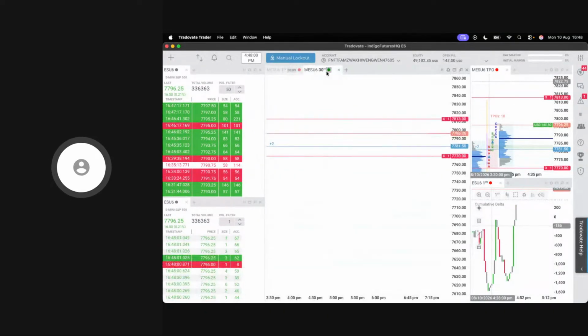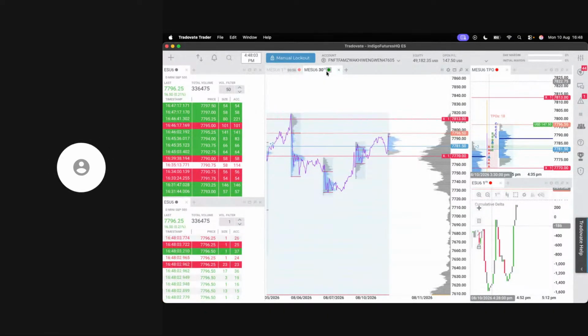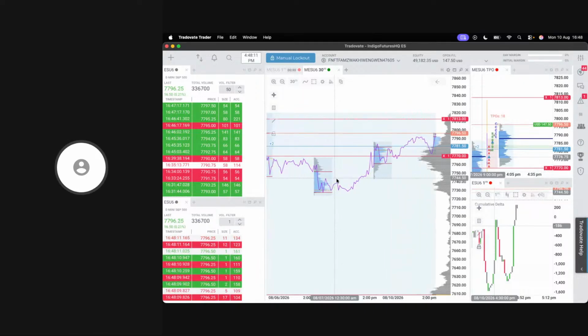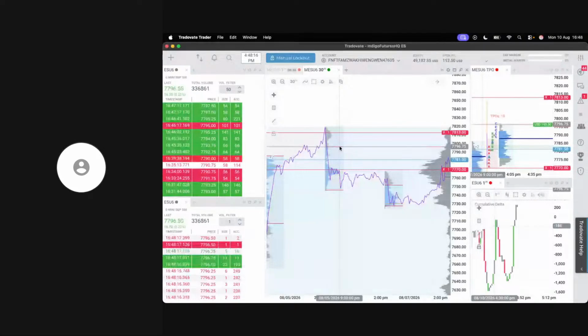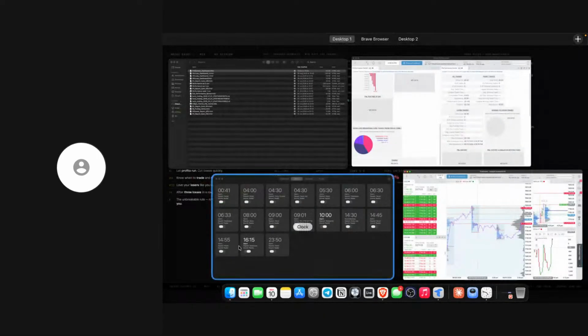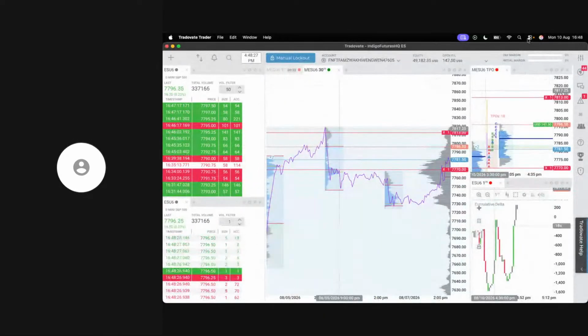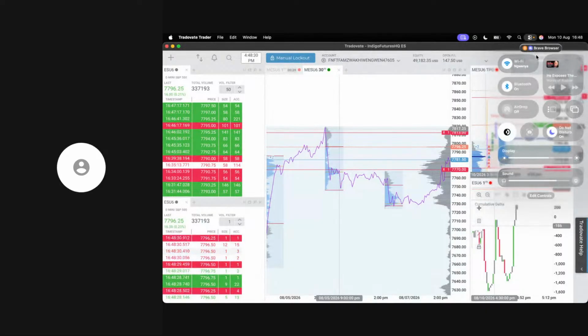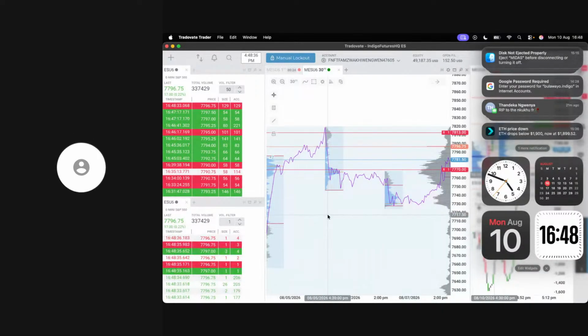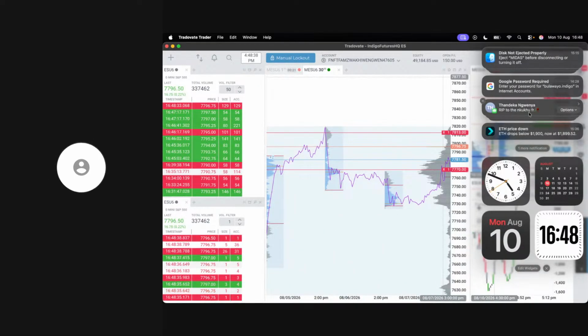Let's have a look at the composite. Yeah, this is also another value area high, right? This is from when? When was the 5th? God damn it. The 5th was on Wednesday.